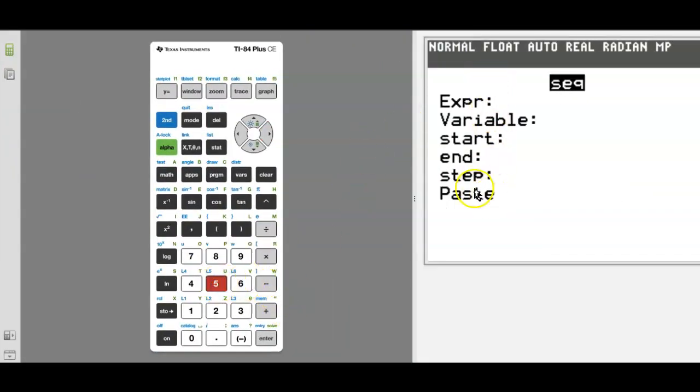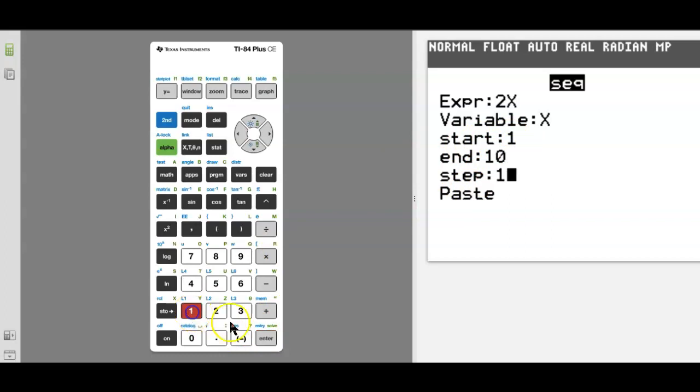And then it's going to let us type in an expression. If you have an older calculator, it doesn't tell you what these are. You have to try to figure it out. You would put in 2x, comma, right here above the 7 is a comma. We don't have to if you have this system. X, and the starting number was 1, and the ending number was 10 terms. Okay, that's the term number, not the value. And you're counting by ones, which you can leave blank, I believe.